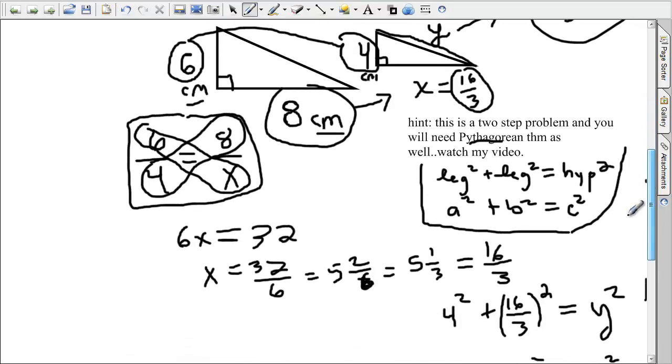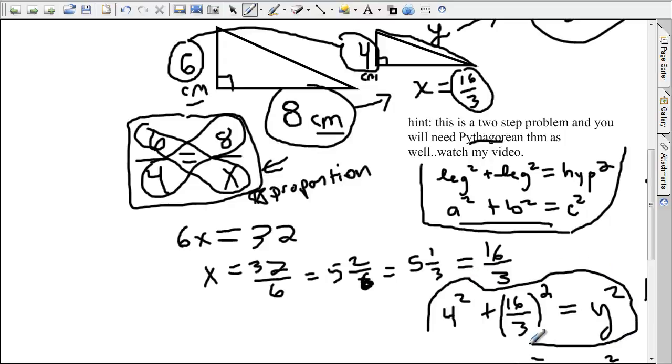So that was kind of a double whammy, because I'm just going to highlight that. We had to set up a proportion. Phase one was we had to set up a proportion to solve for x. And then phase two was we had to use Pythagorean theorem. And let me highlight that. We had to use Pythagorean theorem to solve for y. Okay, good luck out there.